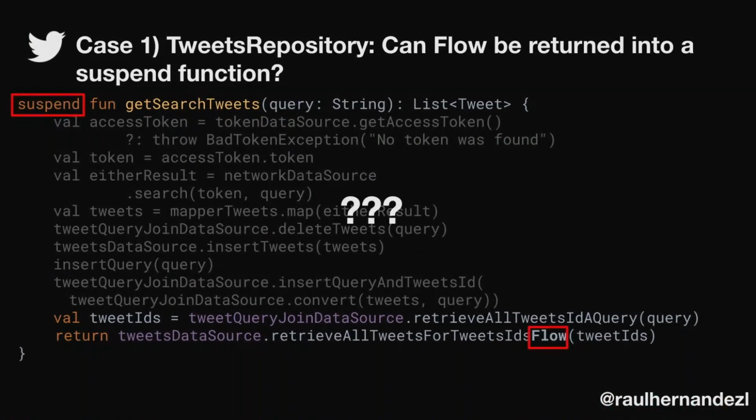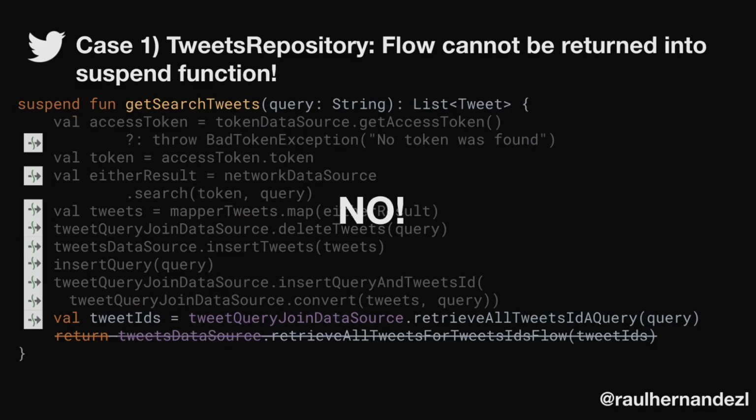But wait, I'm trying to do here something a bit weird because I have a suspend function, which is a one shot operation. You remember that I explained earlier the difference between open streams and not open streams, in this case, closed streams. So this is a closed stream because we are returning a suspend function with a list of tweets. But I am trying to do here something like returning a flow inside that. Is that even possible? No, it's not really possible. So try to avoid that or you will have a compilation failure.